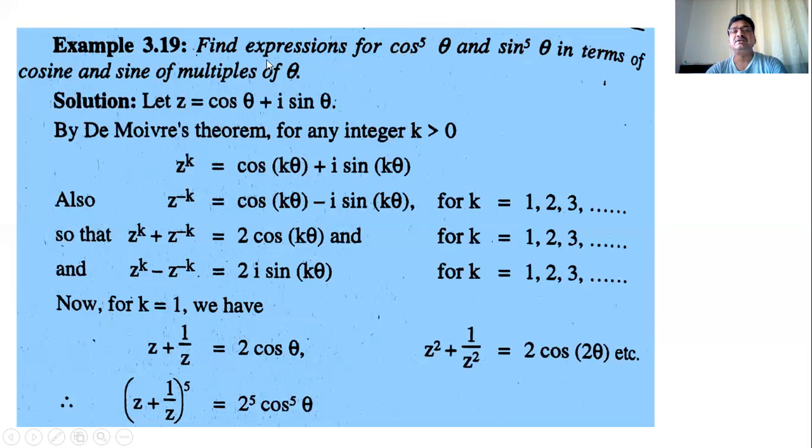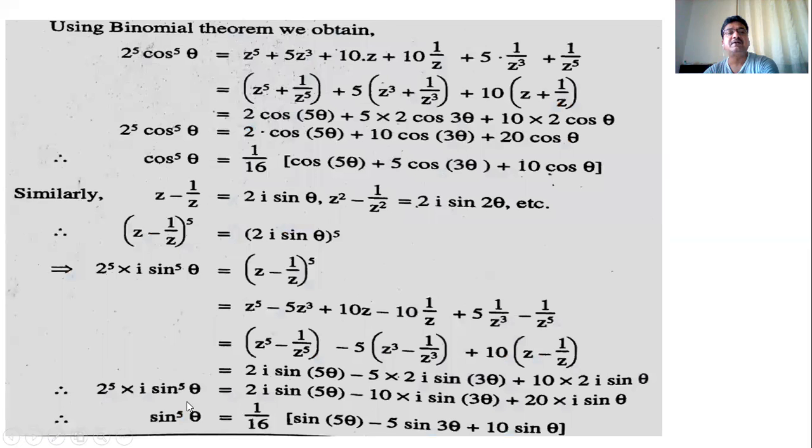If the question is to find the expression for cos raised to 6 theta, then take the sixth power. If the question is for cos raised to 7 theta, then take the seventh power, in this way. We will see another problem for cos raised to 6 theta and cos raised to 7 theta in the next problem. So z plus 1 by z raised to 5 is 2 raised to 5 cos raised to 5 theta. Okay, so expand this z plus 1 by z.